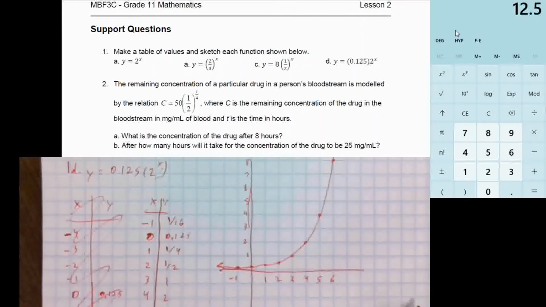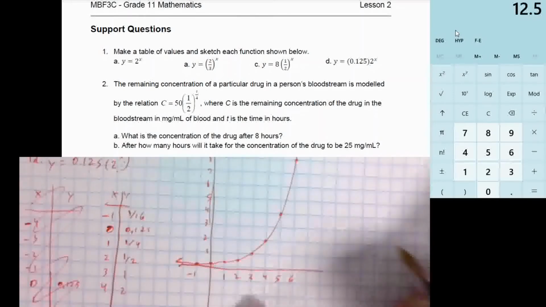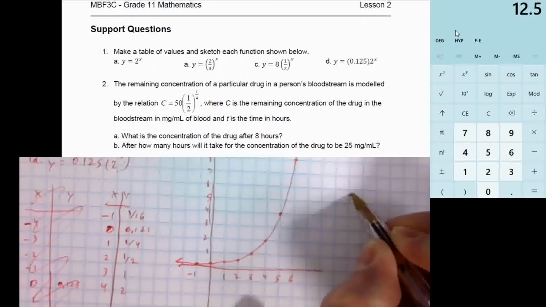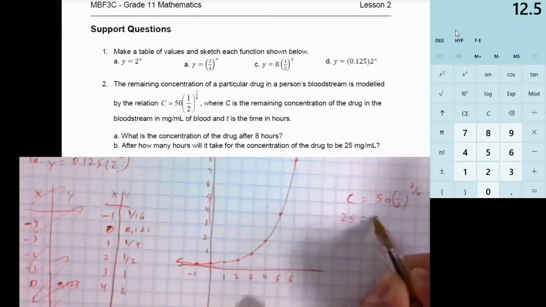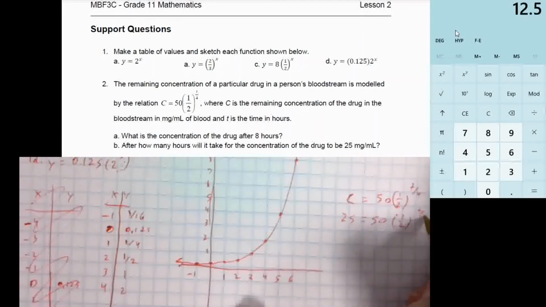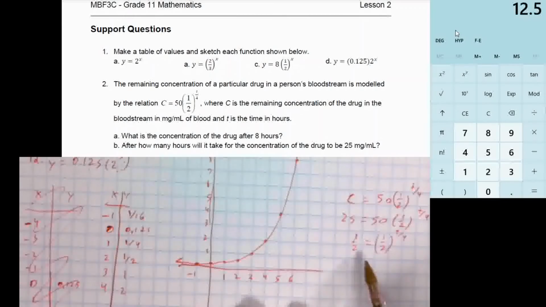Now the next part I'll do on the paper here. So it says, after how many hours will we have the concentration of 25? So in this case, I start with C equals 50, 1/2 to the power of T over 4. 25 equals 50, 1/2 to the power of T over 4. 25 over 50 is the same as 1 over 2. So in order to get this 1/2 to equal this 1/2, I need to make this term here equal 1. So T over 4 has to equal 1, which means T has to equal 4 hours.